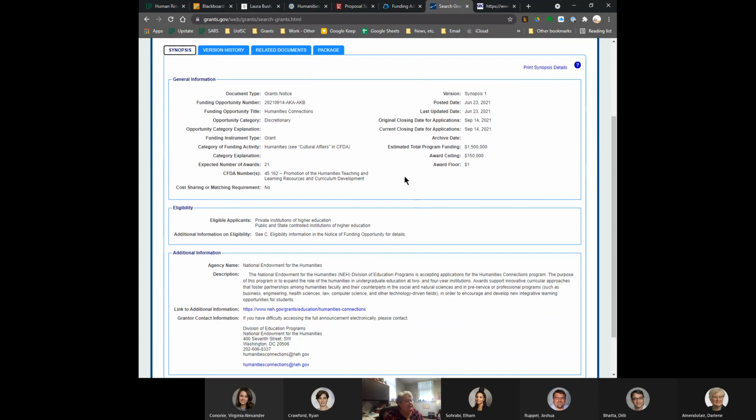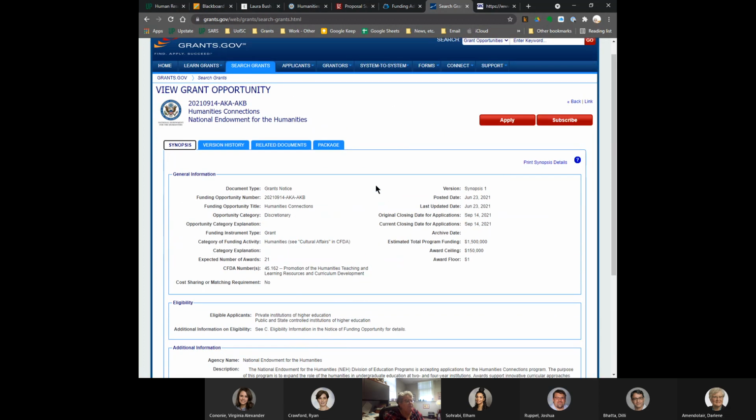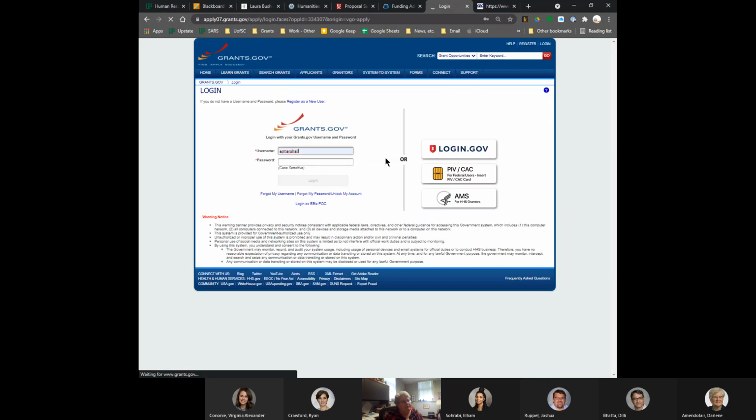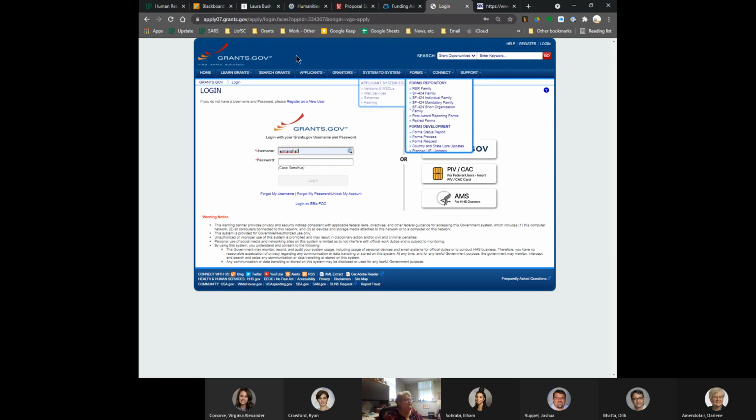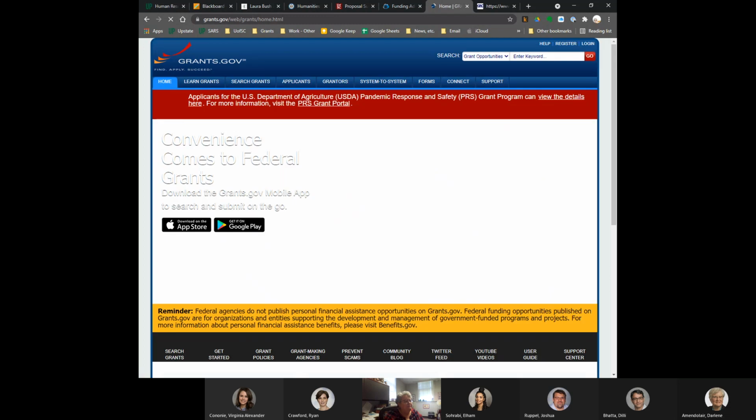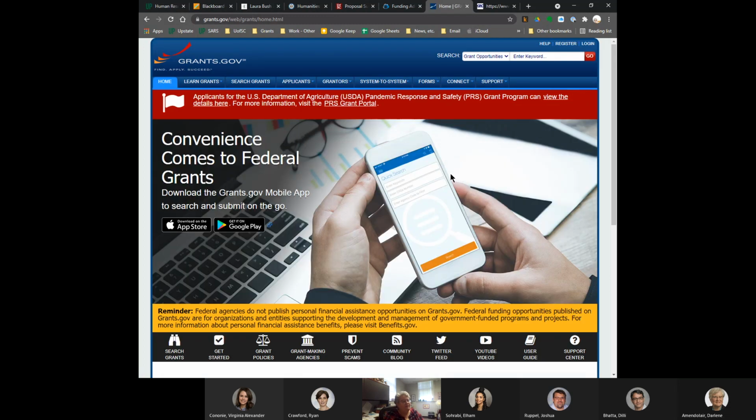So I can click on it and it gives me information about the program, but you'll see that it also lets me apply. So this is how we actually, oh, it's going to make me log in. For some reason, it doesn't want to let me log in from Chrome. I have to go to Firefox. I don't know why. But anyway, I can do everything else I need to do with Grants.gov from Chrome, but it will not let me log in for some strange reason.